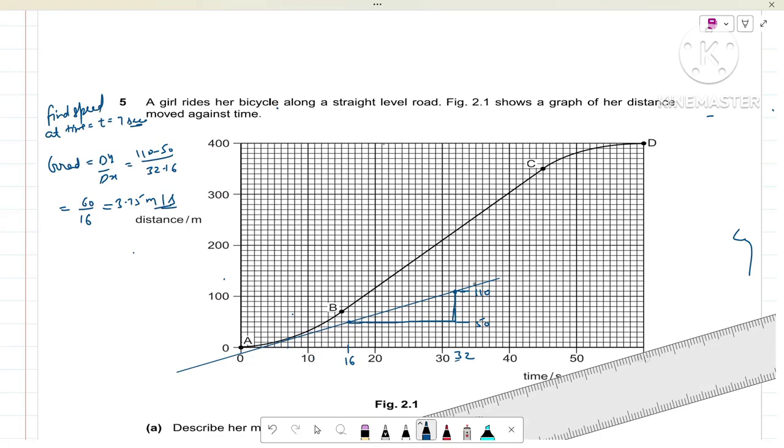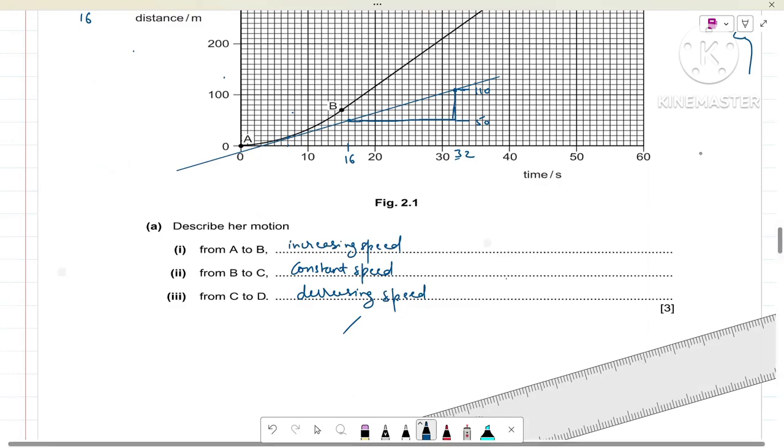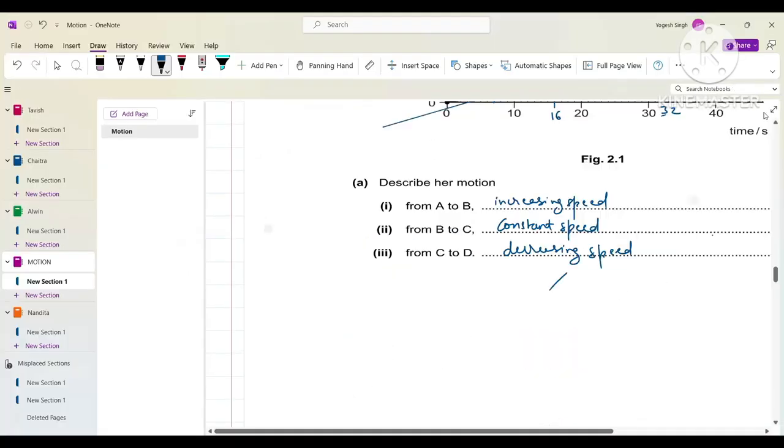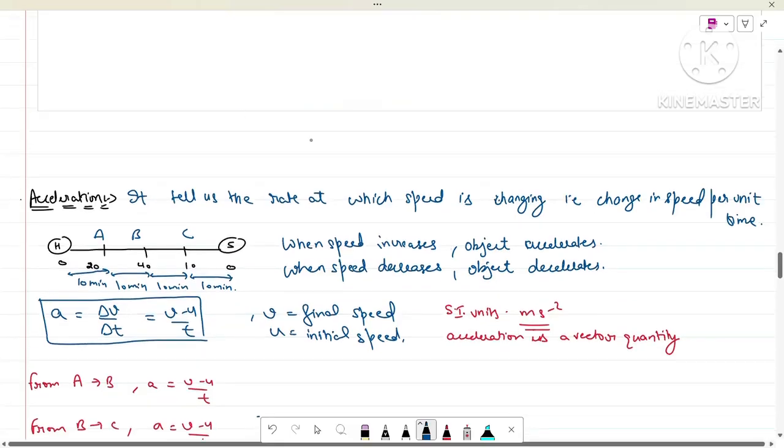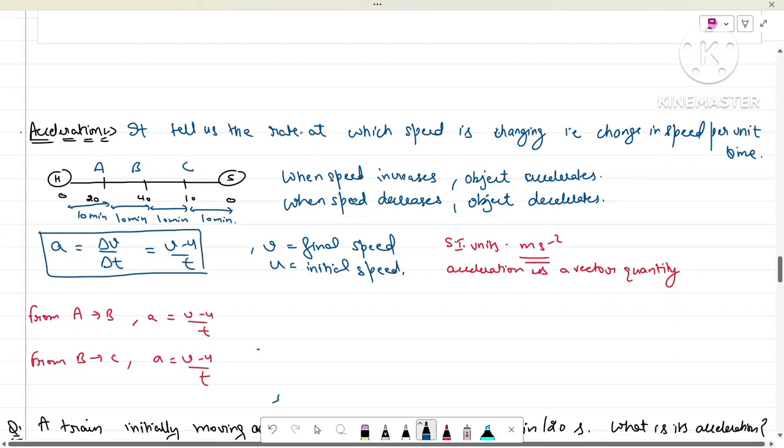Okay. Now let's move on next. So next part is acceleration. Now, what is acceleration? Acceleration tells us about the rate at which speed is changing. As we were discussing, when you are going to your school from home, your vehicle or your school bus is not moving at the same speed. Sometimes its speed is increasing, sometimes its speed is decreasing.